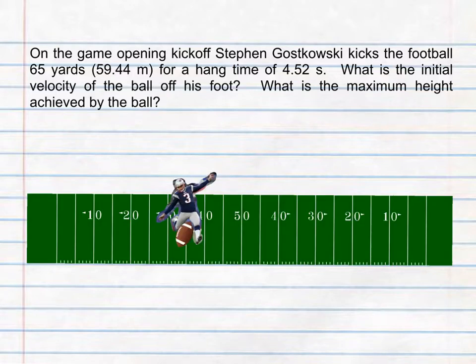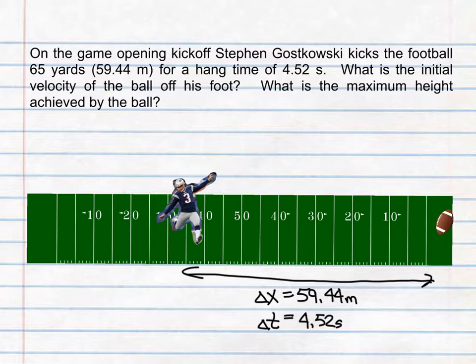So here, Gostkowski kicks the ball off the 35-yard line, up into the air, and it's caught by someone 5 yards deep in the end zone. So that's a distance of 59.44 meters in a time of 4.52 seconds. Now let's think more about the physics of the kick.